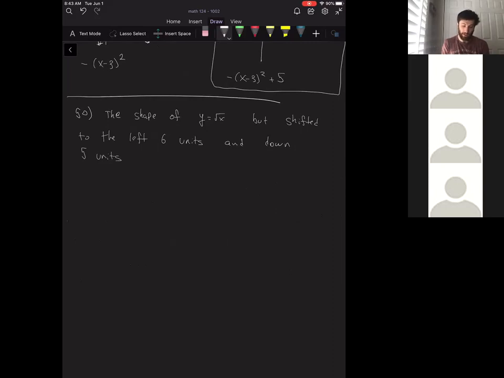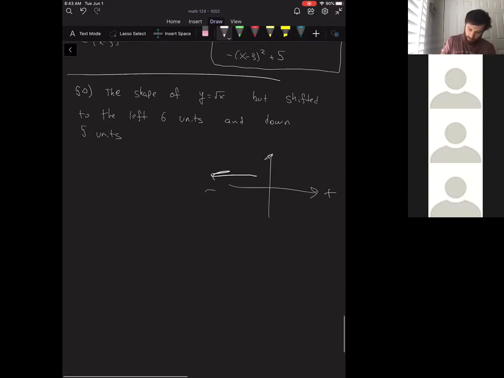So if we're shifting to the left 6 units, left is usually thought of as the negative direction. You know, we have our axis over here. Here's all the positive numbers. Here's the negative numbers. When we shift to the left, we usually think of moving to the left as minus, but if we want to shift to the left 6 units, we actually have to add to the x value. So let's take care of both of these things separately.